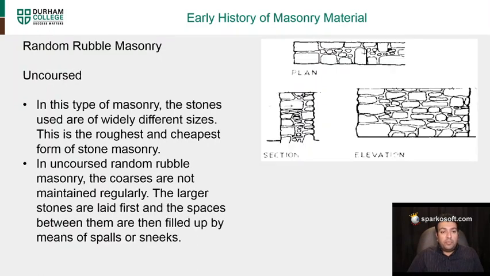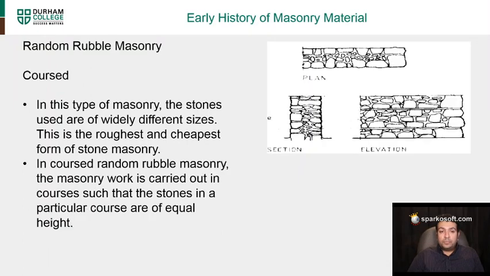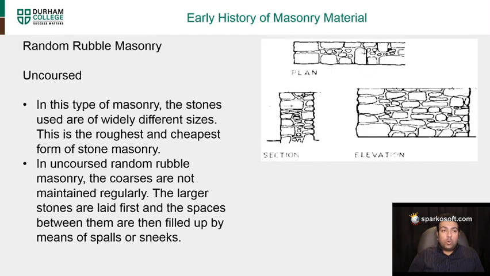Uncoursed: in this type of masonry, the stones used are of widely different sizes. This is the roughest and cheapest form of stone masonry. In uncoursed random rubble masonry, the courses are not maintained regularly. The larger stones are laid first, and the spaces between them are filled up by means of spalls or chips. So they do not have courses. When you looked at the coursed one, they had different courses. In uncoursed, they're just piled up and formed to work together.